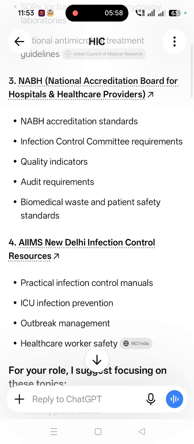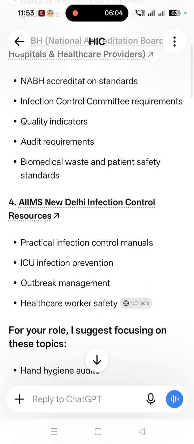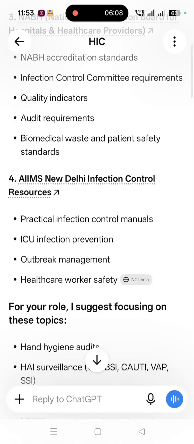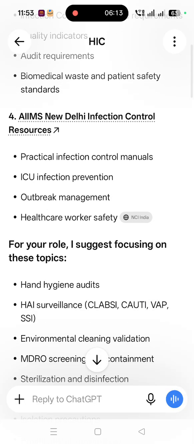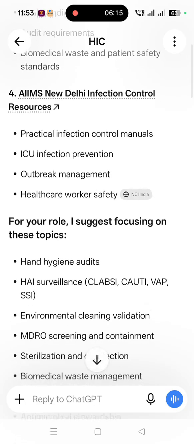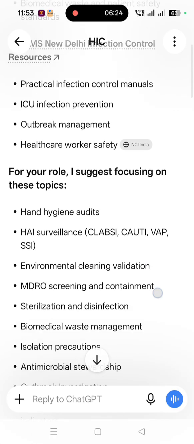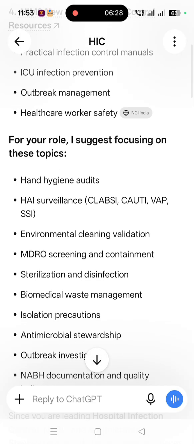This website can be reached, and you can read here NABH accreditation standards, infection control committee requirements, quality indicators, audit requirements, biomedical waste and patient safety standards. Then AIIMS New Delhi infection control resources are there. Here practical infection control manuals are given. ICU infection prevention is written. Outbreak management is given. Healthcare worker safety is given.